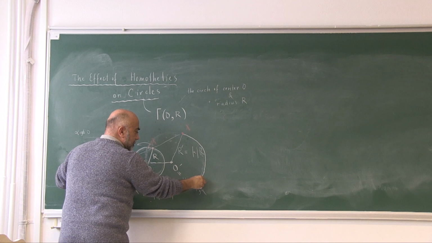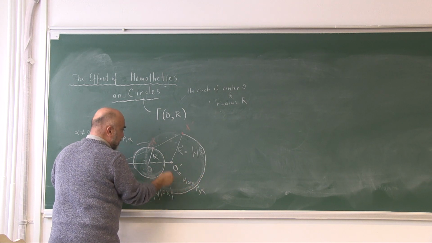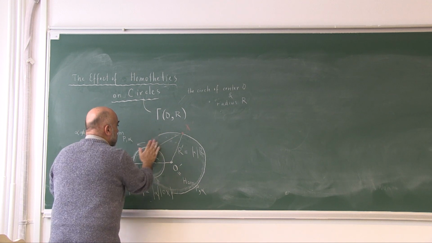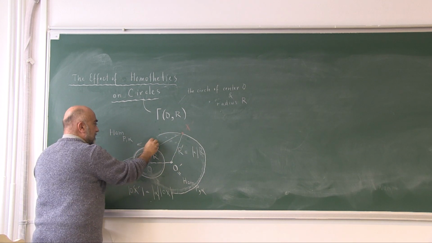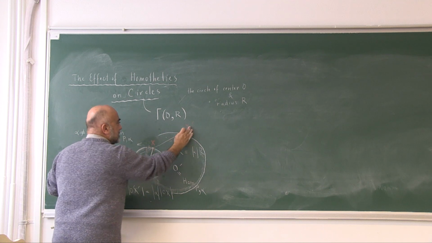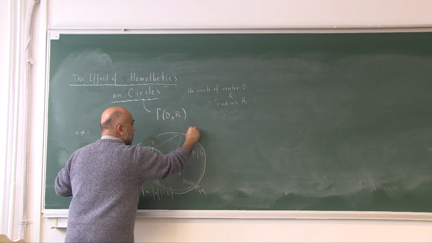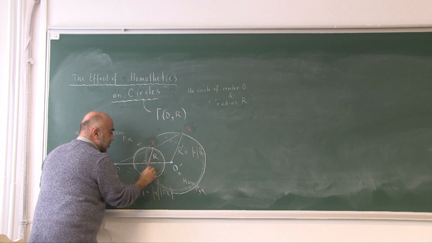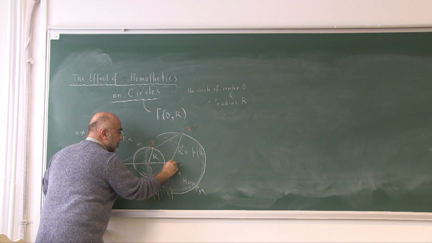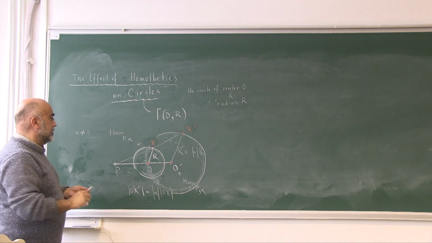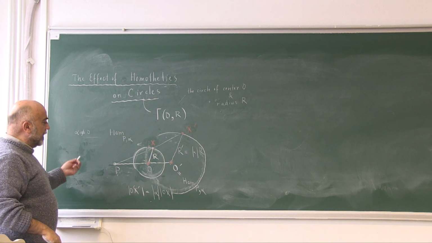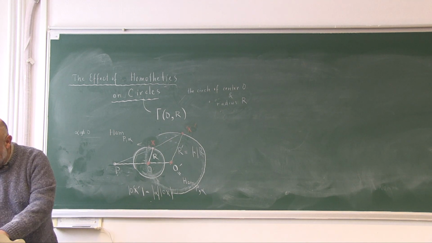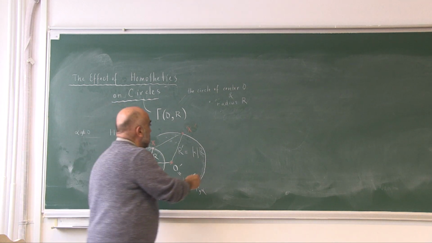So there we are. That's not too bad. I don't need to draw the whole thing. That's the point X, and that's its image X prime. And this is what's happening. That's the center O, and that's the center O prime. So under a homothety, a circle is mapped into a circle. That's great.